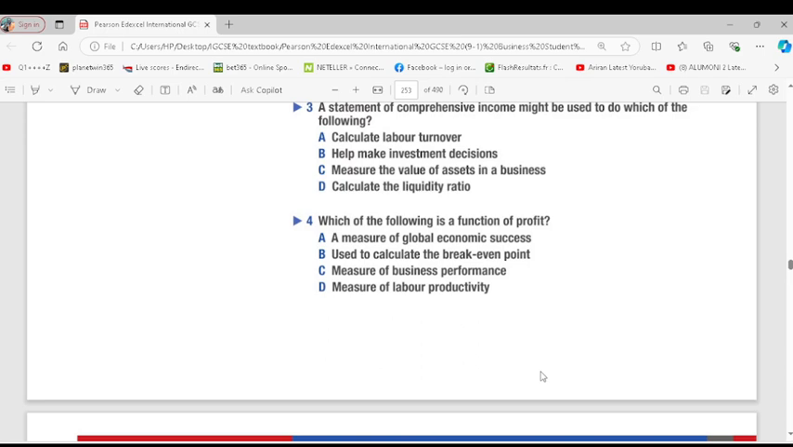So that ends chapter 29, statement of comprehensive income. The global economic success. Recession, that's when there's a decline in economic activity.